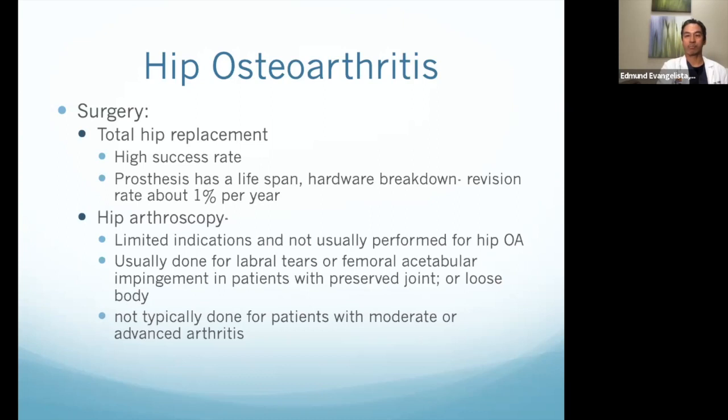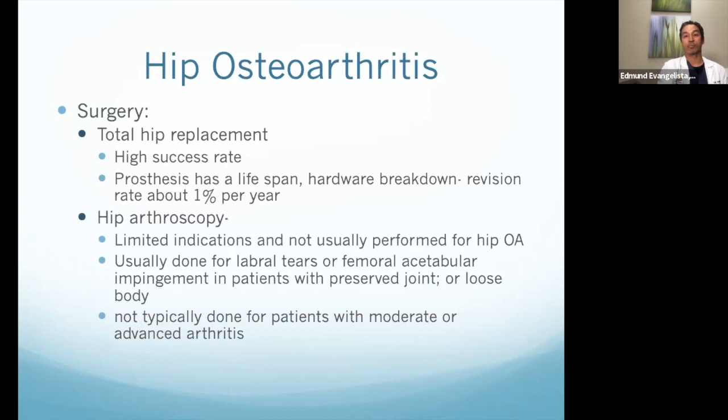However, we know that this prosthesis, the hip prosthesis, has a lifespan. So the hardware over time will break down, and you may require a revision in the future. Estimated revision rate is about 1% per year. So that's why many surgeons and patients try to avoid hip replacement at an early age. So if you have a hip replacement in your 30s or 40s, 30 years down the line, there's a high likelihood that you're going to need another surgery to revise that broken down prosthesis.